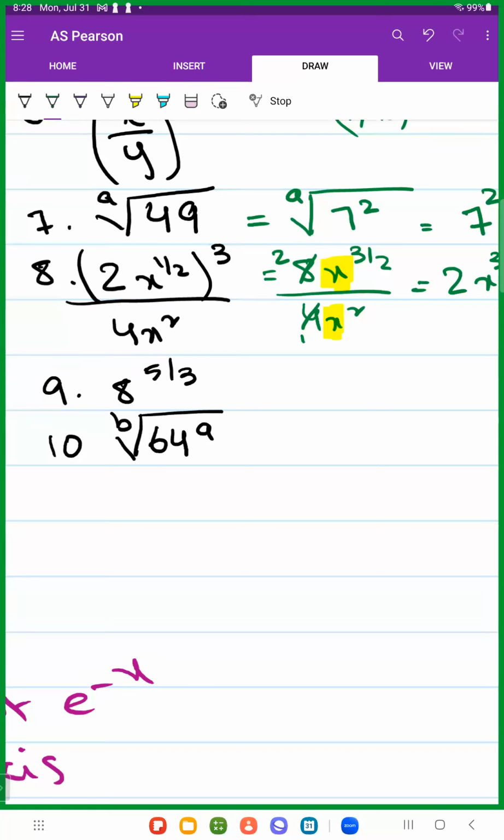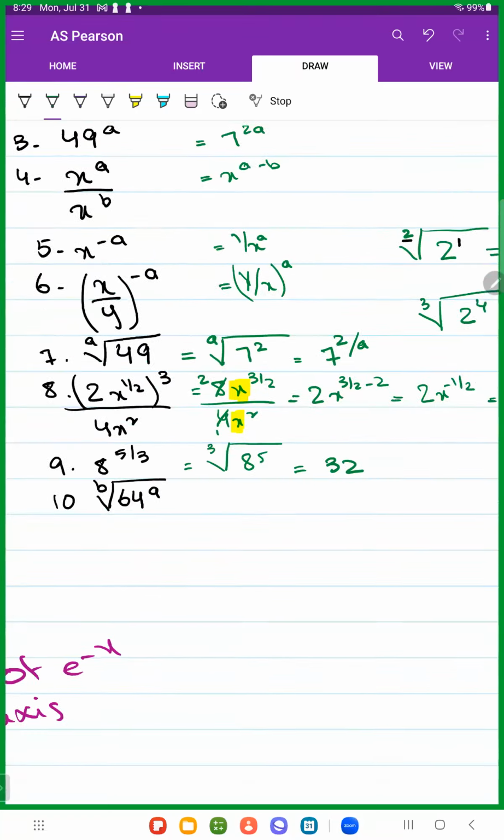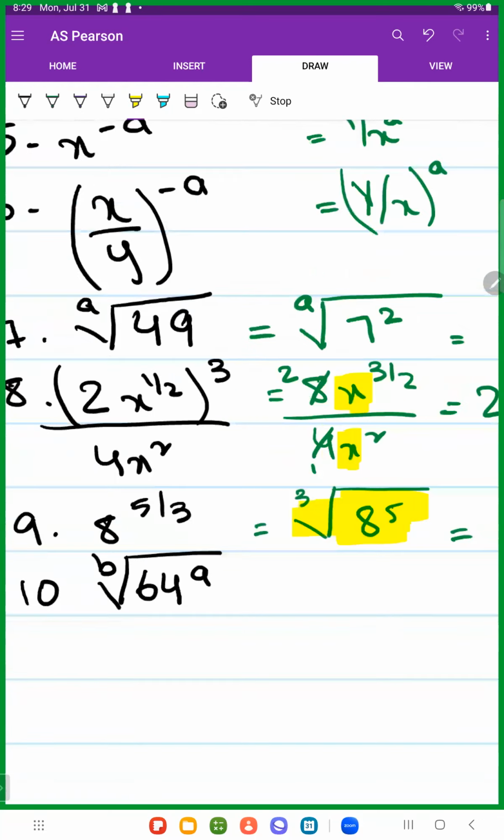There are no variables, so we'll just calculate 8 to the power 5 over 3. Yes, we calculate 8 to the power 5 over 3, but how can we write this? Can I write this as 8 to the power 5 cube root? Yeah. Then you can solve it also. The answer will be 32. Yes. But this is a step that you will need to do to get marks. Okay? Got it. Understood.